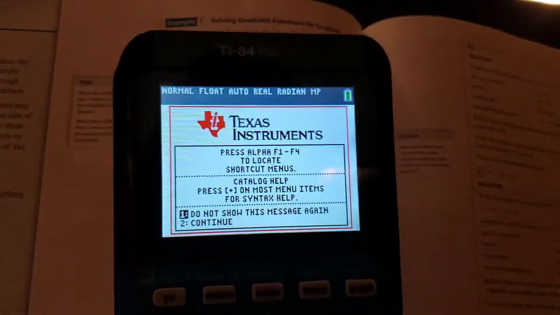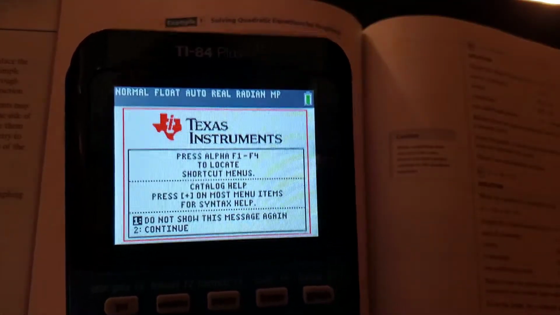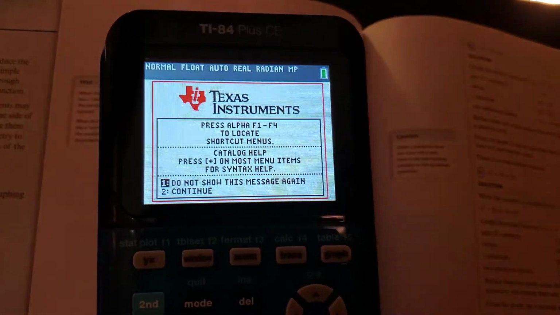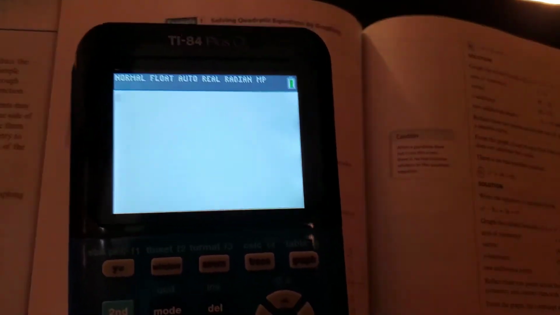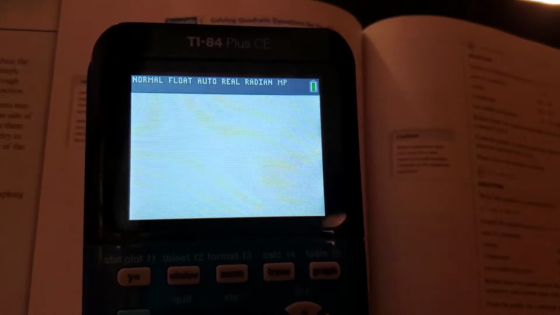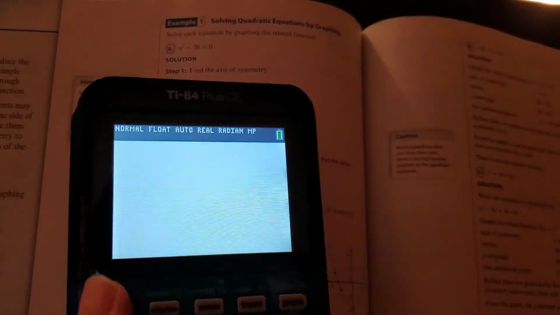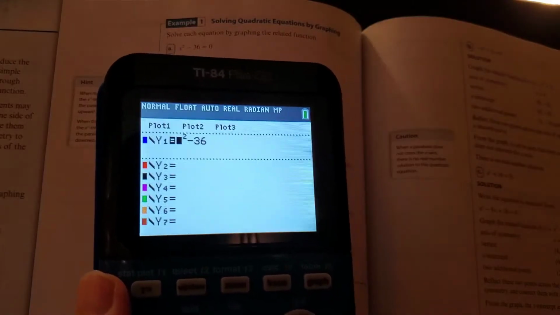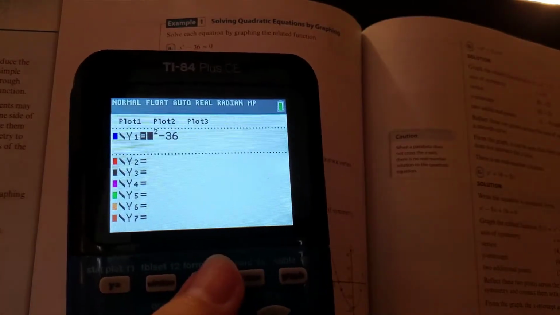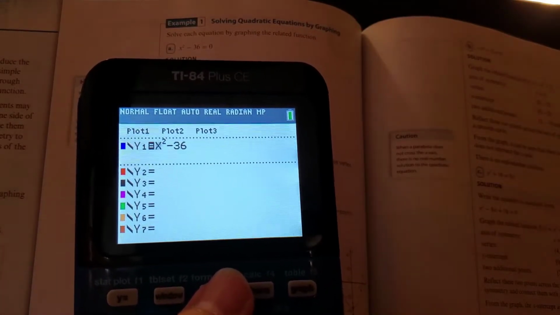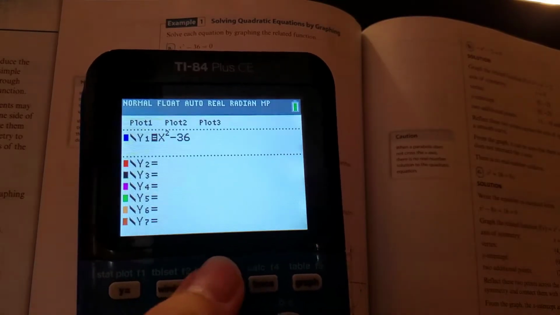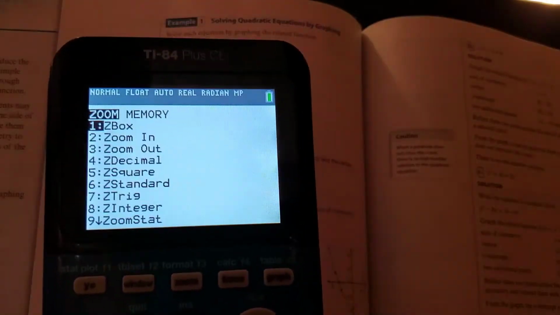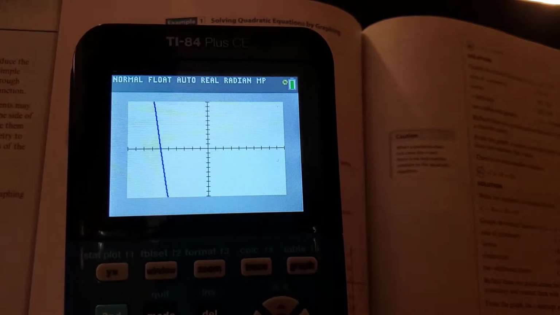Yay, a calculator. Let's put 1, do not show this message again. That's how you know it's brand new. And then what we're going to do is go to the y equals, right? So we go to the y equals, and look at that. X squared minus 36. That's what I got. And then we're going to put graph, right? And then we're going to do graph 6, standard.